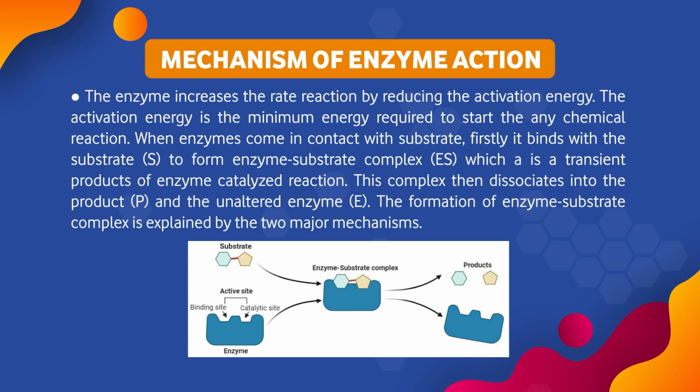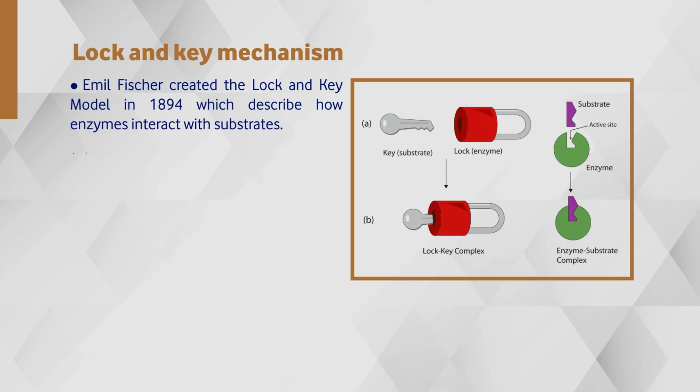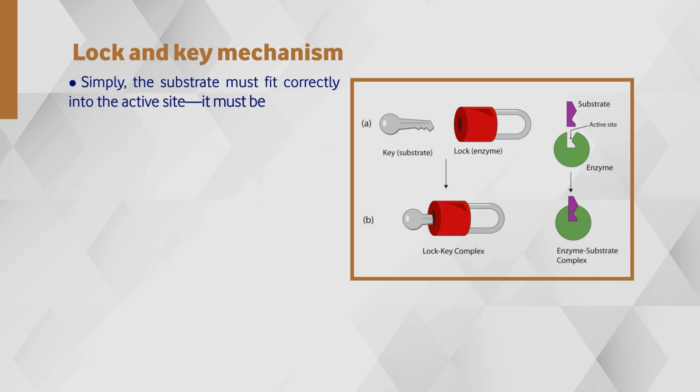So, formation of the enzyme substrate complex is explained by two major mechanisms. What are they? The first one is the lock and key mechanism. Emil Fischer created the lock and key mechanism in 1894, which describes how enzymes interact with the substrate. According to this model, enzyme and substrate have complementary structural properties, such as an active site on the enzyme that has been pre-shaped to match the substrate. Simply, the substrate must fit correctly into the active site.